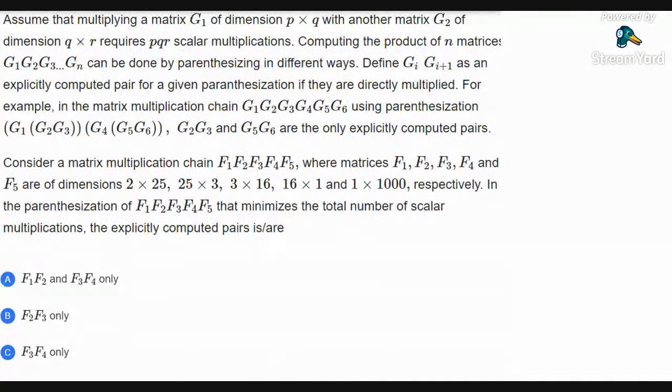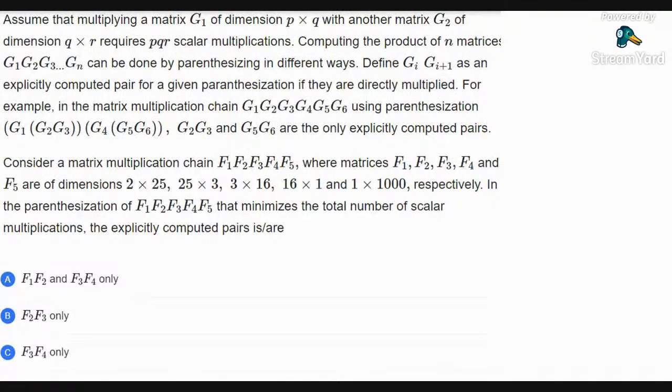So here we can see this is one parenthesization example between G1 to G5, G6. Explicitly multiplied pairs are G2, G3, and G5, G6. Okay. So for this, it is asking which are the explicitly multiplied pairs. So we can just guess here. See, this is first, second, third, fourth, and fifth.